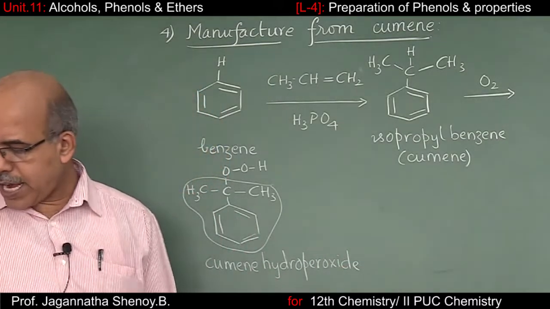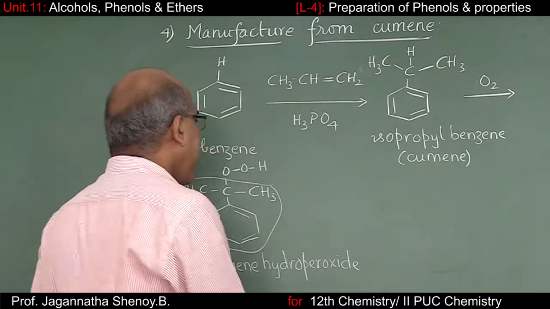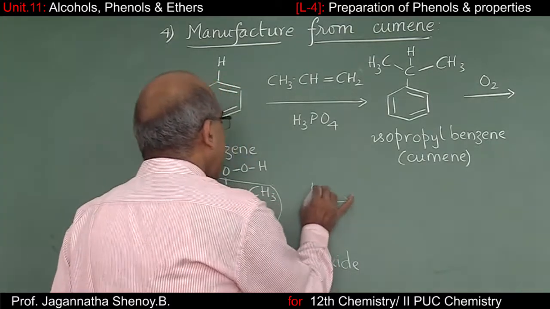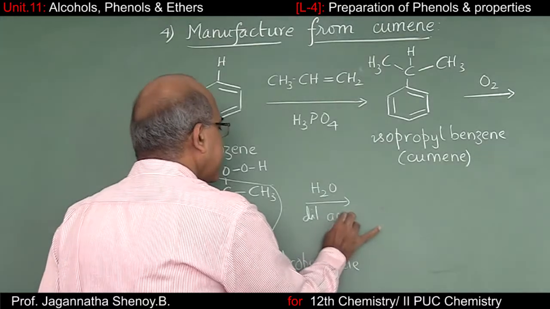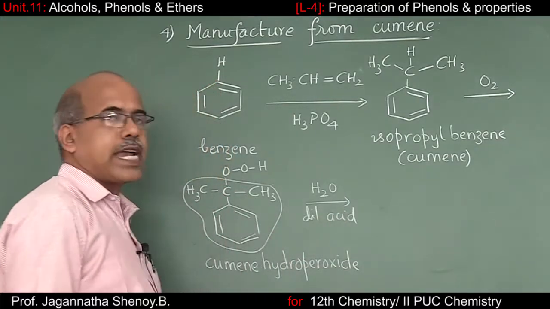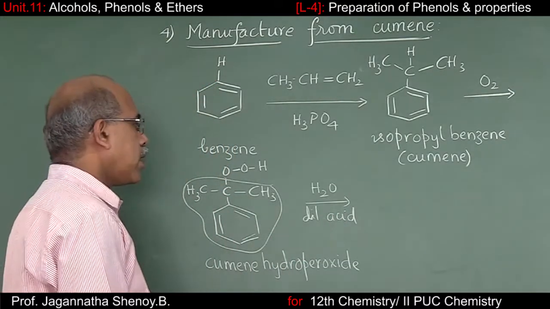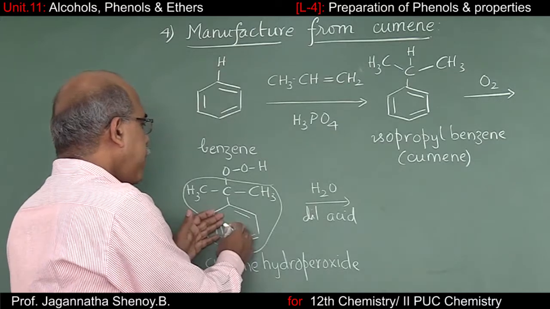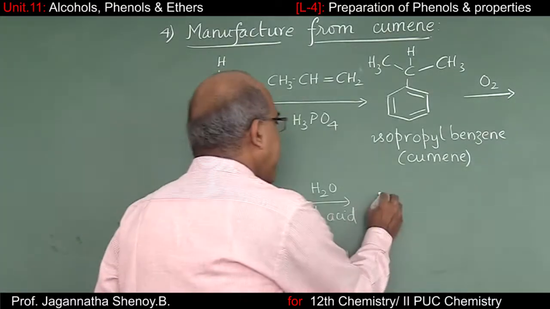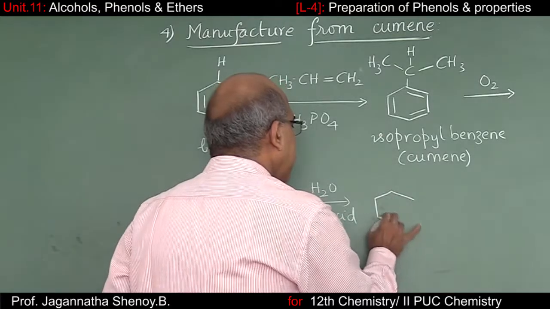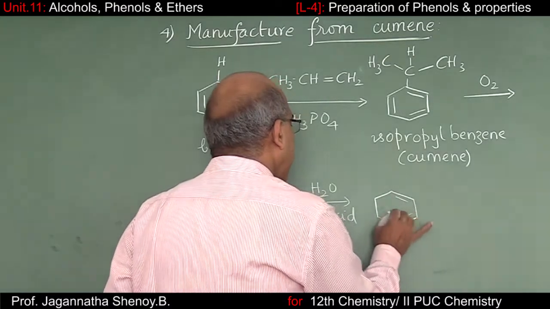Now, this cumene hydroperoxide, I am going to hydrolyze it in the presence of dilute acid. We get two important products. What is the first one? You have a benzene ring that gets attached to the OH group. So we get phenol, a benzene ring with the OH group.